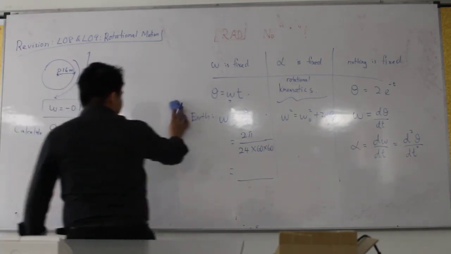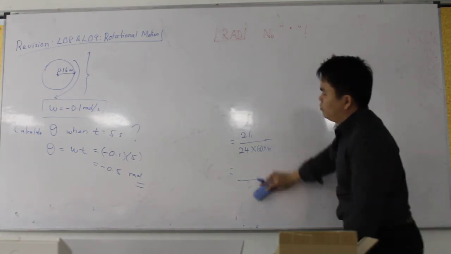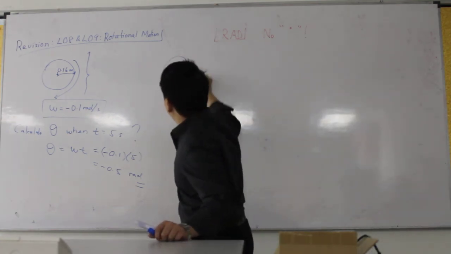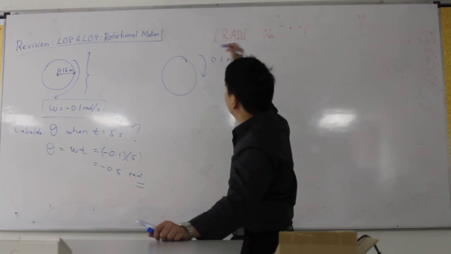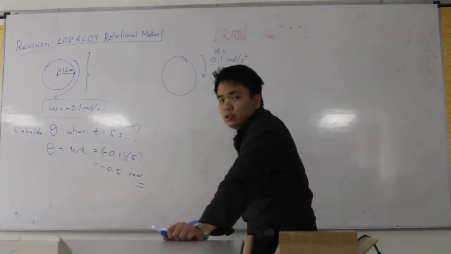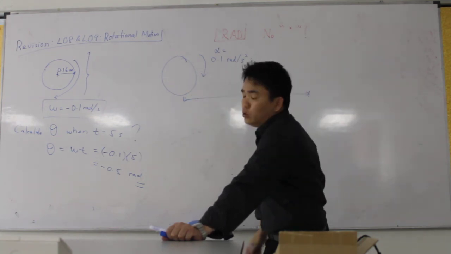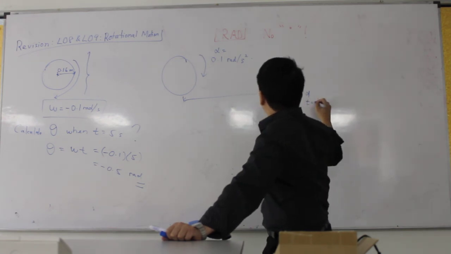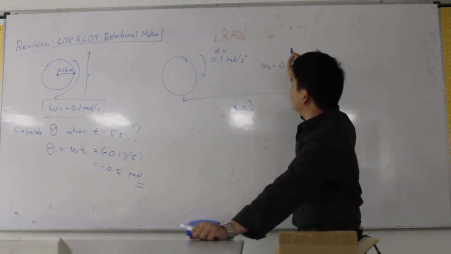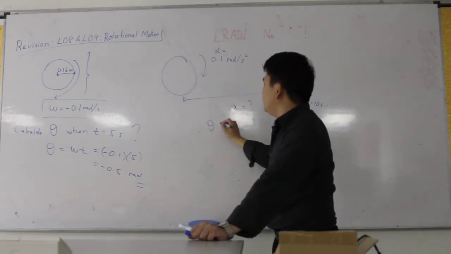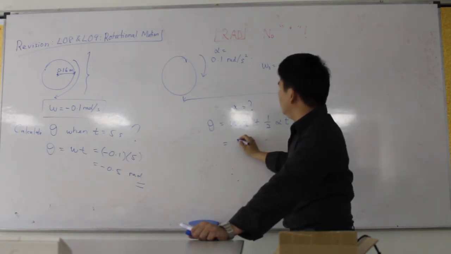On the other hand, if I say the car is accelerating now, and the alpha given here is 0.1 radian per second squared, and it asks what is the displacement it travels when t equals 10 seconds. What is the displacement here? If let's say the omega naught is 0, for this case, you must use theta equals omega naught t plus half alpha t squared. So omega naught is 0, so you put 0.